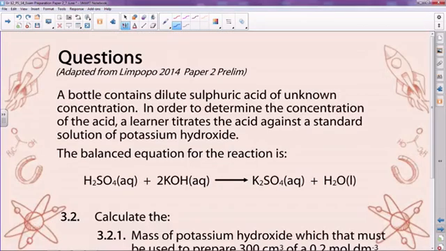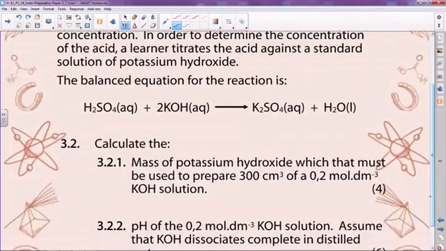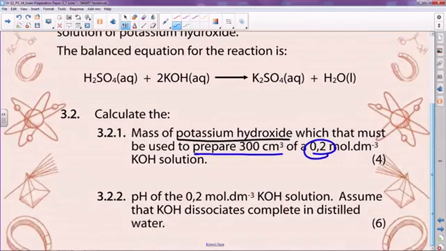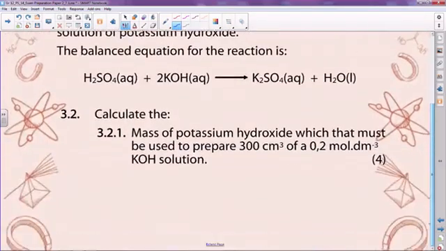So, we've done all of that. And the first thing now says, calculate the mass of the potassium hydroxide needed to prepare 300 centimeters cubed of a 0.2 mole solution. And then you have to calculate the pH of the KOH solution. What I'm going to do is show you how to work out the mass of the potassium hydroxide needed, and then I'm going to give you time to do the pH because that's the important one.